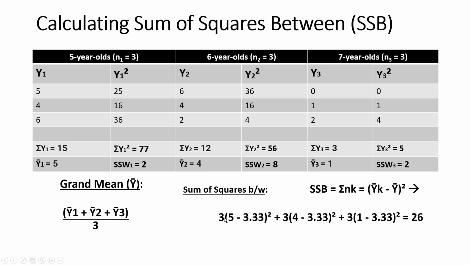But essentially what this is going to look like is, n for the first group here, for 5-year-olds, n is 3. We have an average for this group of 5. And then we subtract that from the grand mean, which you guys didn't know was 3.33 because that's not on the screen right now. And then we make sure to square that. And we do that for each group. So you'll see 4, and then you'll see 1, and they're subtracted from the same grand mean. And be mindful of your order of operations here. But you should get 26 total.